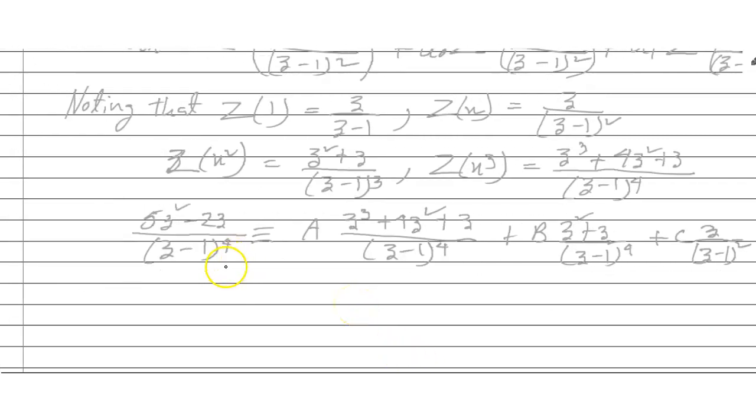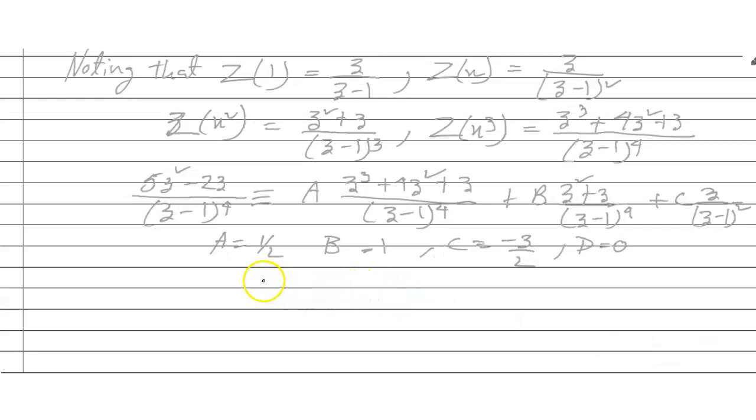And after that, a equals half, b equals 1, c equals minus 3 by 2, and d equals 0. We get the simplifications. So whatever I get, z inverse of (5z square minus 2z) divided by (z minus 1) whole to the power 4 equals half n cube plus n square minus 3 by 2 n, which equals half into n into (n minus 1) into (n plus 3).